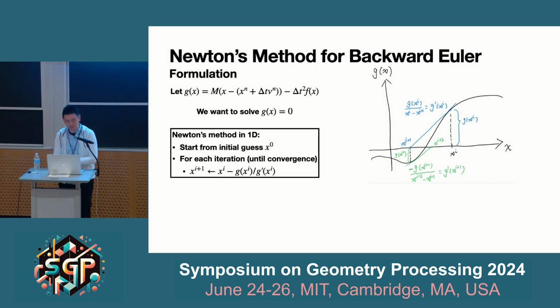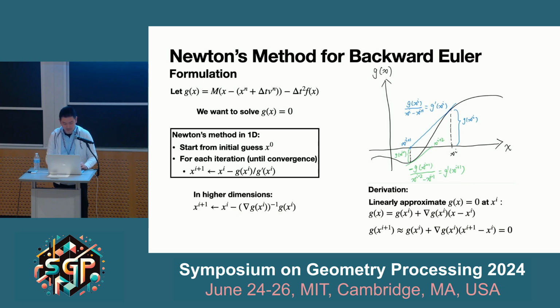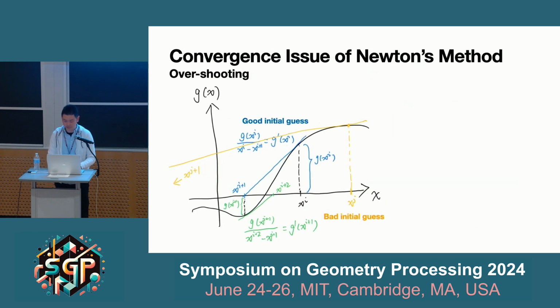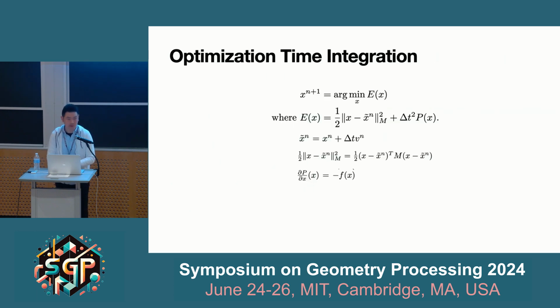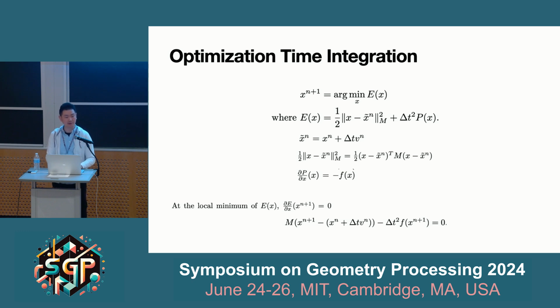Similarly, to solve the backward Euler nonlinear system, we could apply Newton's method, which is similar to distortion minimization. And we still have the overshooting issues, which lead to simulation explosion. So instead, we convert it to an optimization problem by integrating the force with respect to the world space, say the new positions, so that we have the potential energy whose gradient gives us the negative of the forces. Then we have this energy to minimize, where at the local minimum of this energy, the implicit Euler update rule is satisfied. So solving this optimization problem is equivalent to solving this nonlinear system.